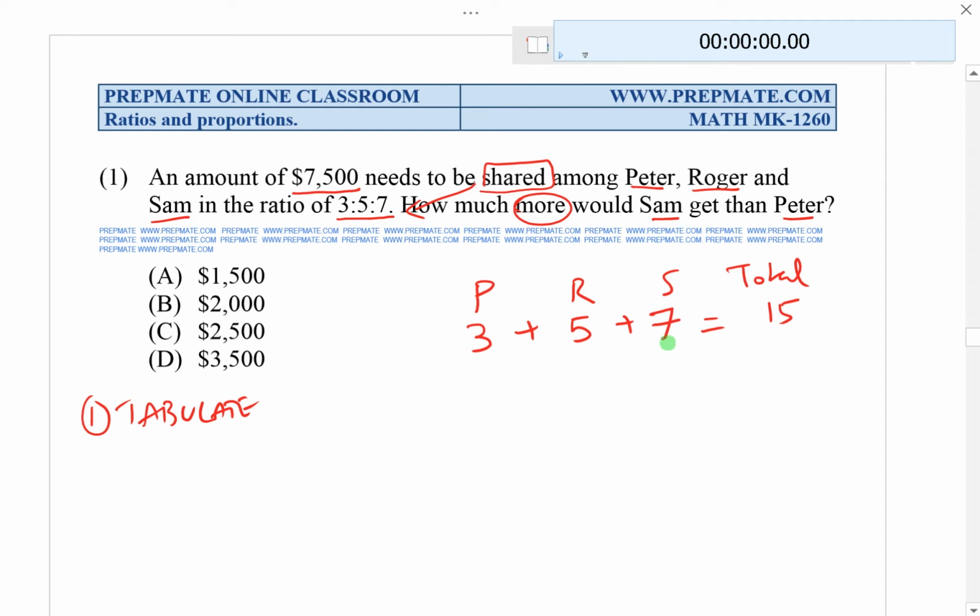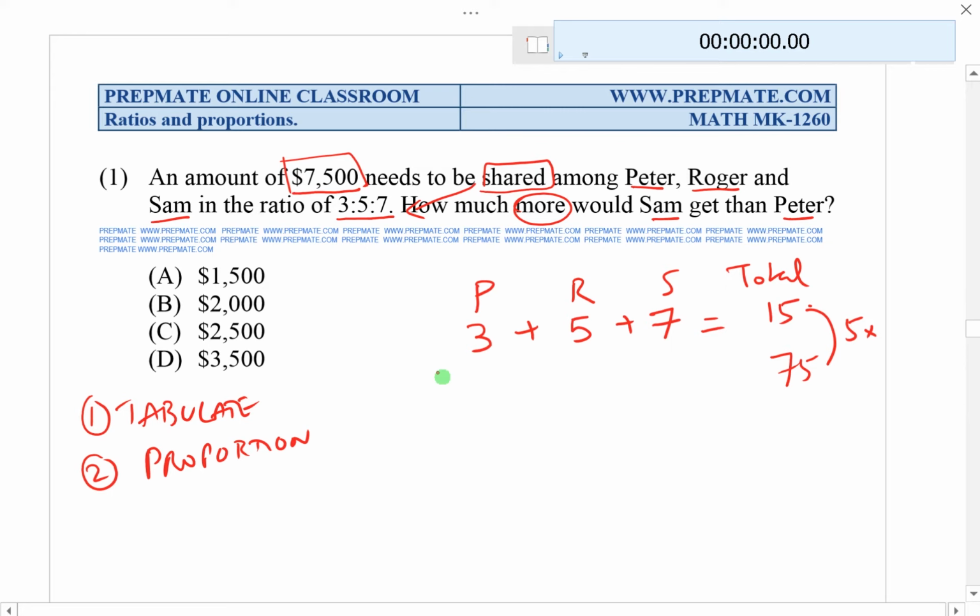All right. So now we would have to share $7,500. Now, let's first of all try to share $75, because we can always multiply by 100. So when we have to share $75, you apply the proportion. You can see that we have a proportion of 5 times. So everybody gets 5 times their respective share. So therefore, Peter gets 5 times 3, which will be 15.